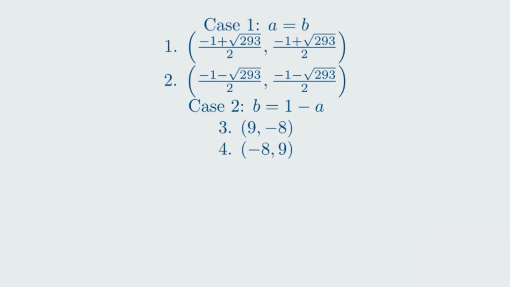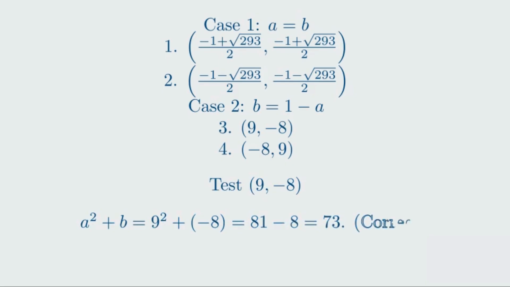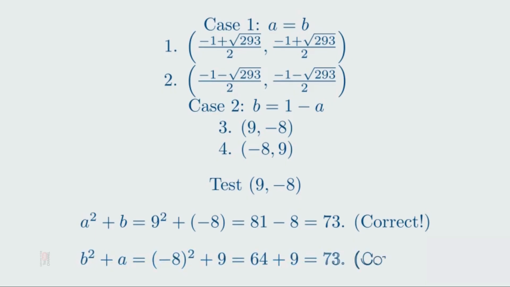We'll use the pair 9, negative 8. We're testing the pair a equals 9, b equals negative 8. First, let's check the equation a squared plus b equals 73. Plugging in the values, we get 9 squared plus negative 8, which is 81 minus 8, which equals 73. This equation holds true. Next, let's check the second equation, b squared plus a equals 73. Plugging in the values, we get negative 8 squared plus 9, which is 64 plus 9, which equals 73. This equation also holds true. Since the pair 9, negative 8 satisfies both equations, it is indeed a valid solution.